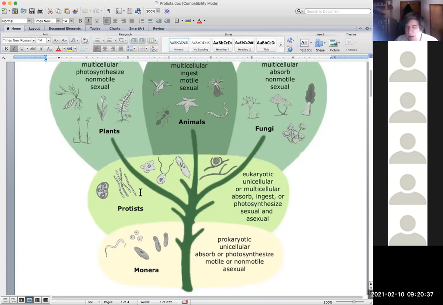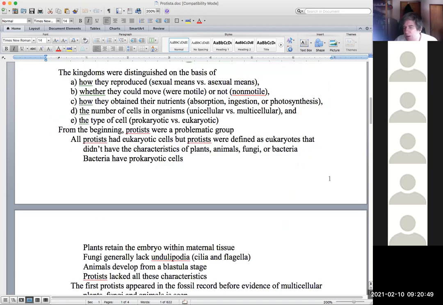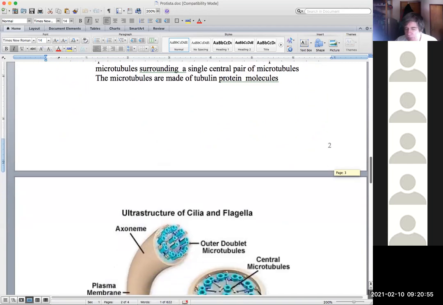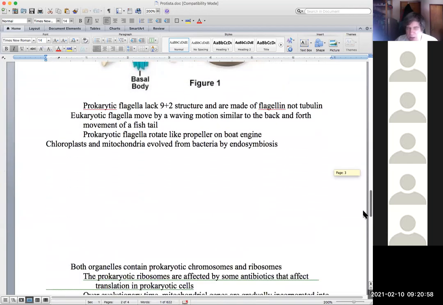Protista in Whittaker's system were thought of as falling into three groups. There were Protista that resembled plants. There were protists that resembled animals. And there were protistans that resembled fungi. So let's think about these three groups. And we're going to come back to cilia and flagella in a moment.